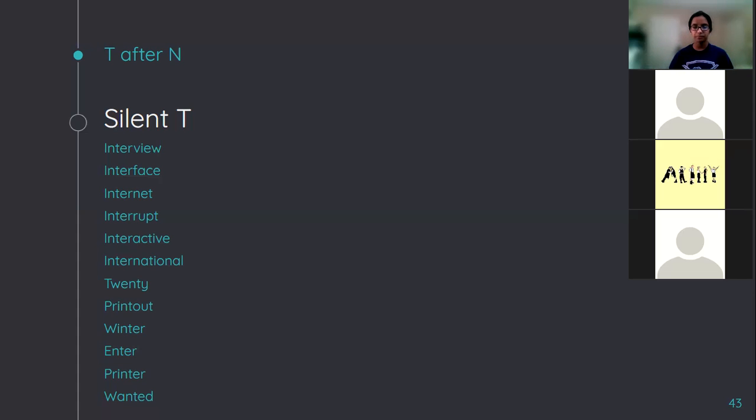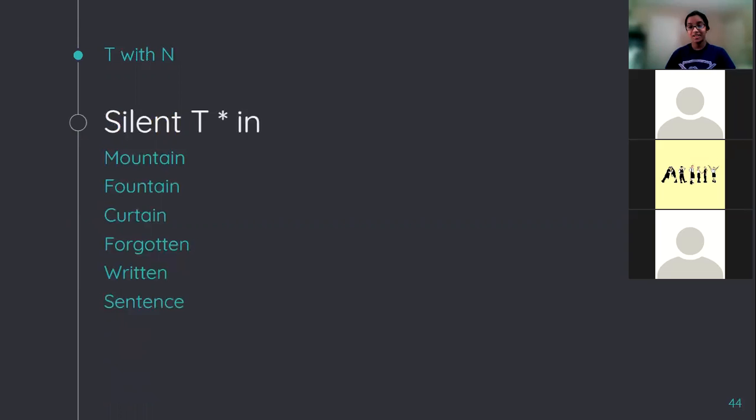The next one is wanted. Can everyone say that? Wanted. Let's see, I'm trying to think of a sentence. He was a wanted criminal. You would see it on those big posters that they post up, with WANTED in all caps. There are a lot of T rules.